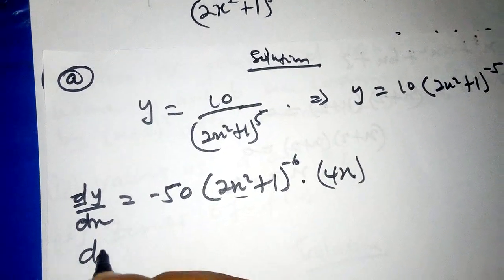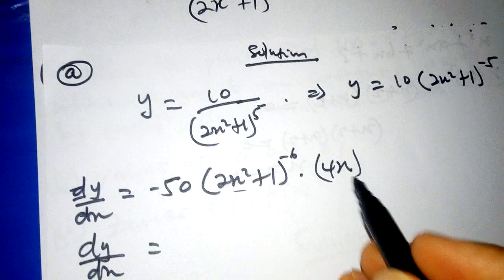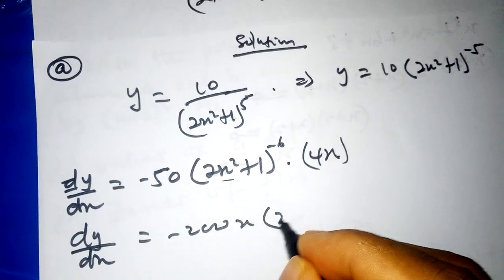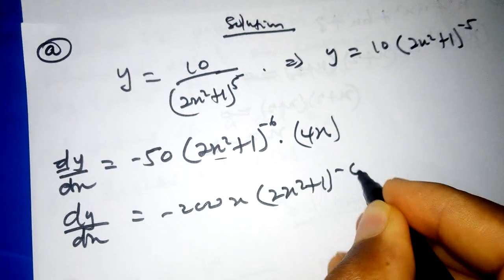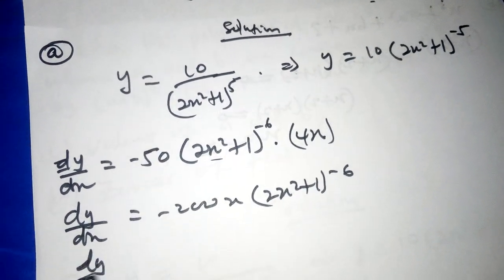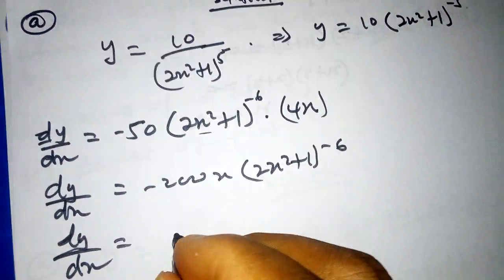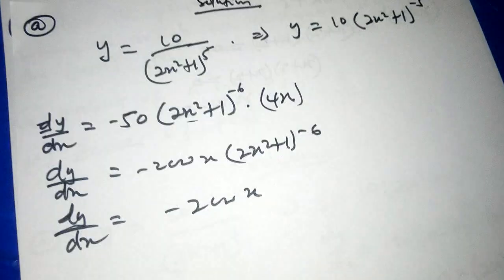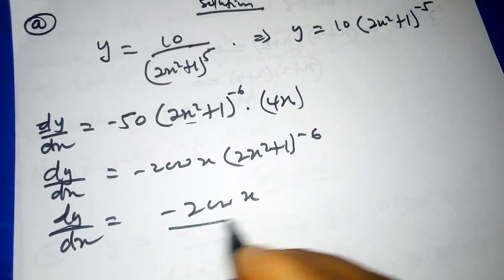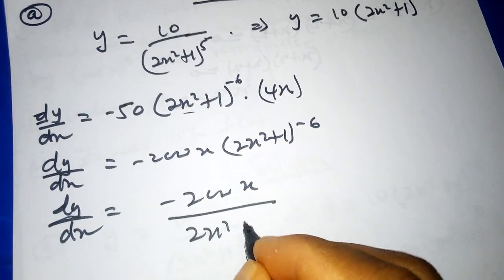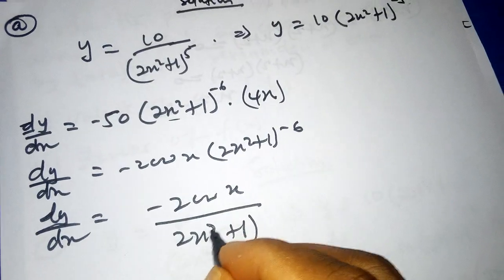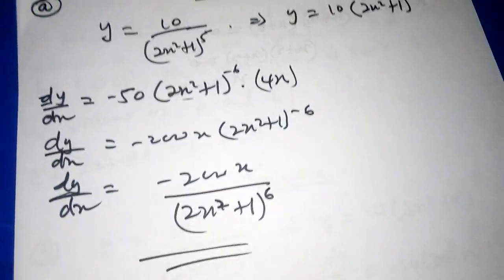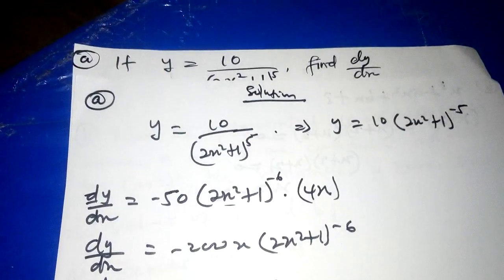Therefore, I'll just simplify this function to get my solution. 4 will multiply the negative 50, I'll get negative 200x times (2x squared plus 1) to the power negative 6. So further simplification will give me minus 200x over (2x squared plus 1) to the power 6, and that's it. That's my dy dx as the first question says.